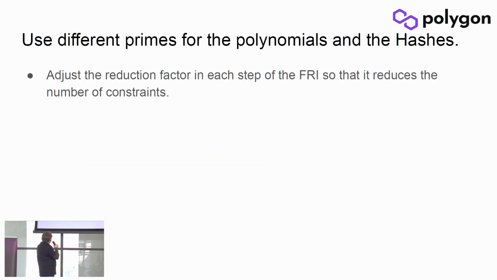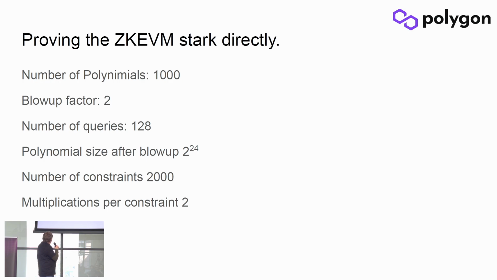In this case, we have around 1,000 polynomials. We have a blow-up factor of 2. That means that we have to do a lot of queries, in this case 128 queries. For the polynomial size after blow-up, we take 2 to the 24. These are just some example numbers so that you see where we are, just as a reference, rough numbers.